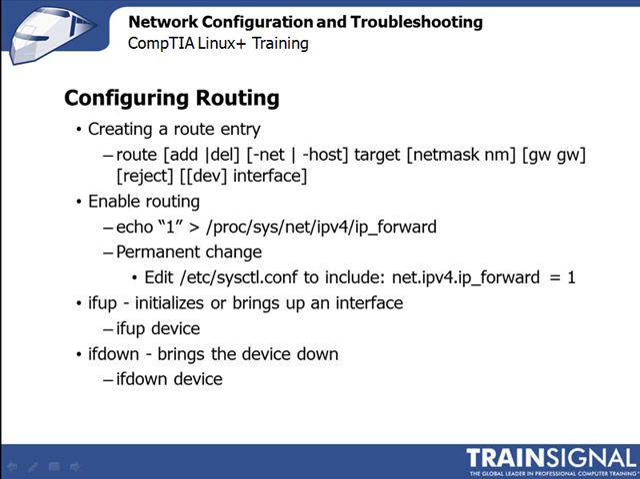But if you want to make the change permanent, you need to, of course, edit a configuration file. And the file is /etc/sysctl.conf. In this file, you have to include the command net.ipv4.ip_forward = 1. Now let's go back to the terminal and try out router enablement.